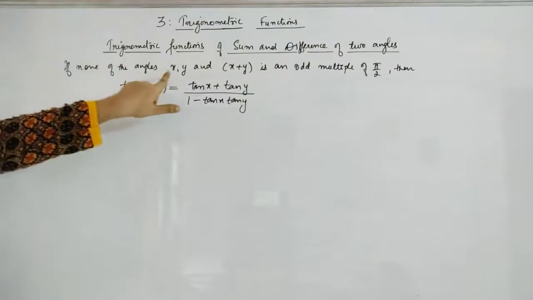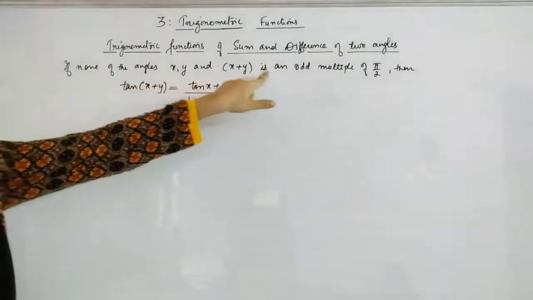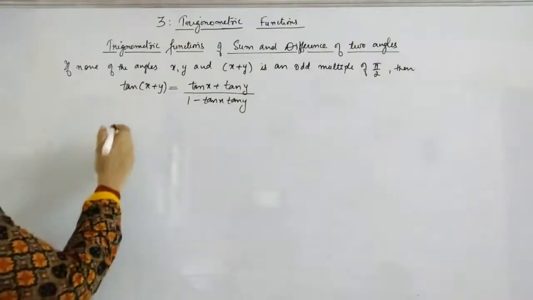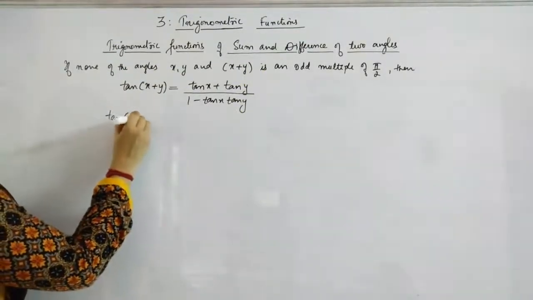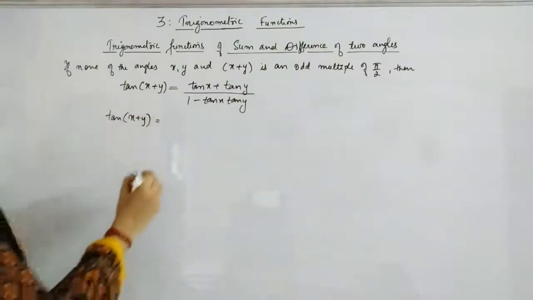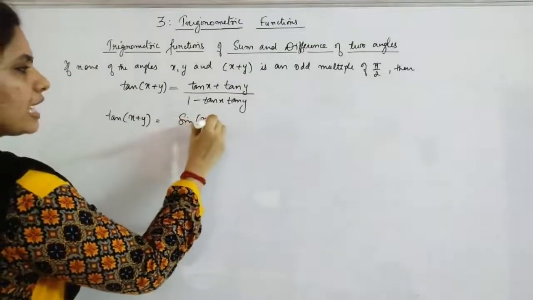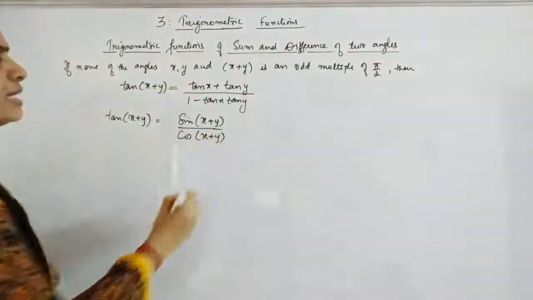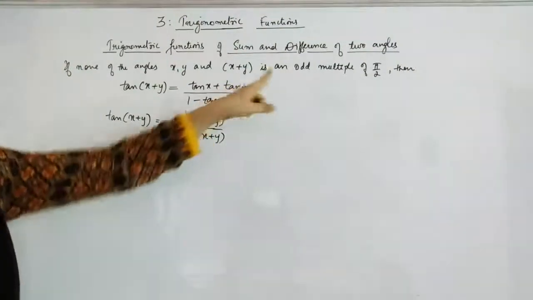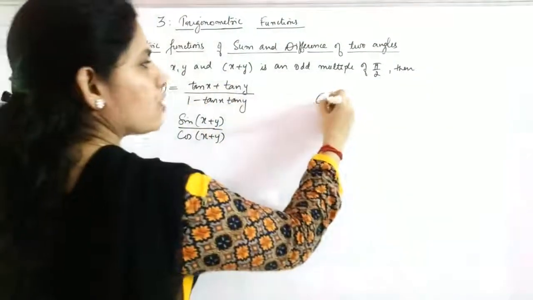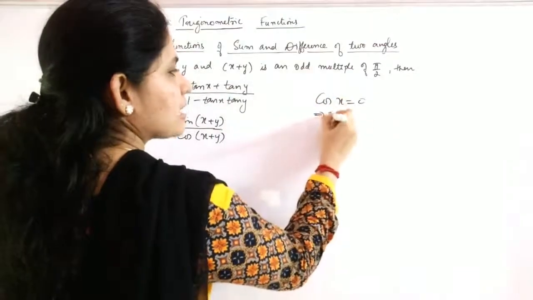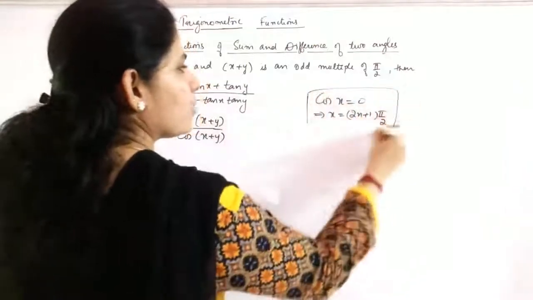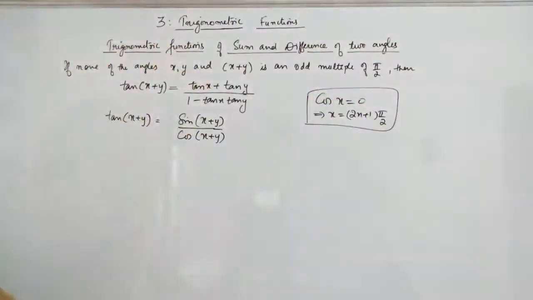So now why have they given this condition, that none of the angles x, y and x plus y is an odd multiple of pi by 2? When we start the derivation of the formula tan of x plus y, we are just writing tan as sine by cos, that is, sine of that angle divided by cos of that angle. That means for the existence of the denominator we have to have this. We know that cos of an angle is 0 when the angle is an odd multiple of pi by 2. So this case we are avoiding.